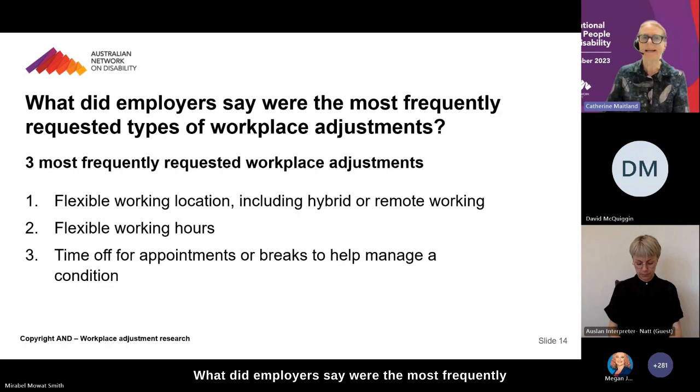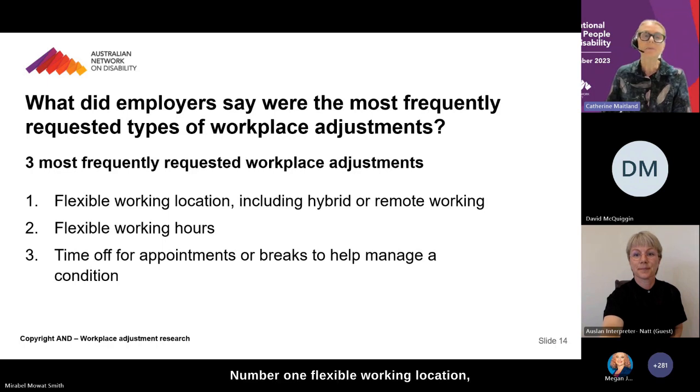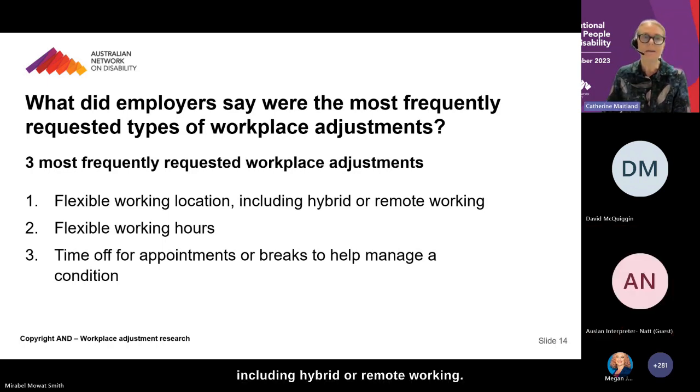What did employers say were the most frequently requested types of workplace adjustments? Number 1, flexible working location, including hybrid or remote working. Number 2, flexible working hours. And number 3, time off for appointments or breaks to help manage a condition. And interestingly, employees with disability also said the same top 3.